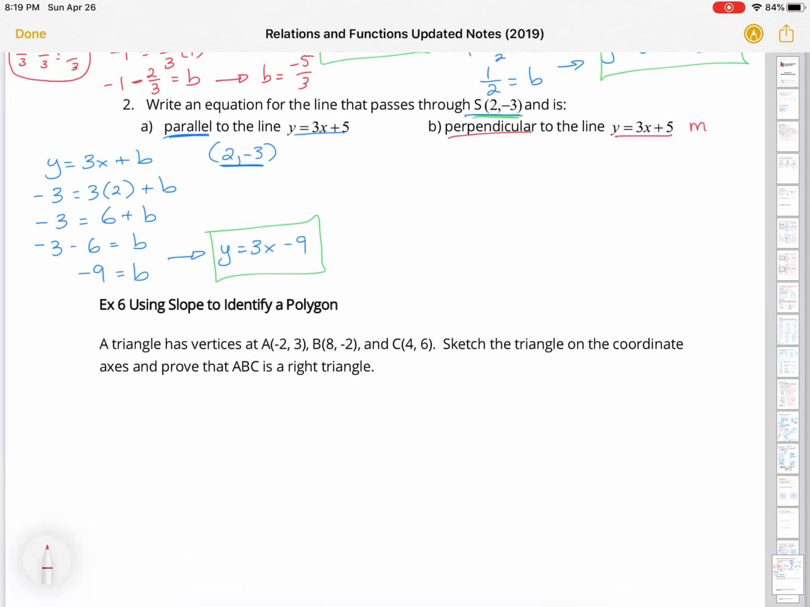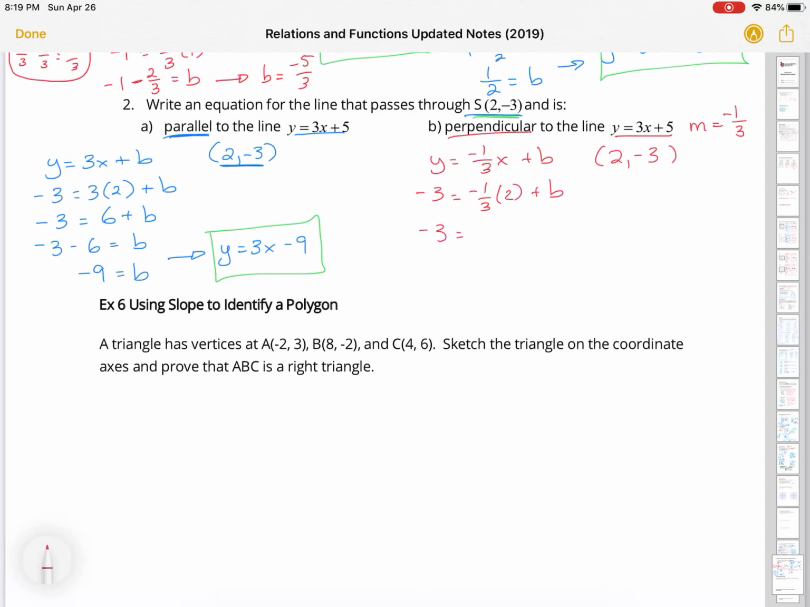Okay, let's do the next one. This one is perpendicular to this. So that means that my slope is going to be negative 1/3. Okay, so y is equal to negative 1/3 x plus b. And I'm putting in that same point, 2 comma negative 3. I'm going to substitute them in. Y is negative 3.